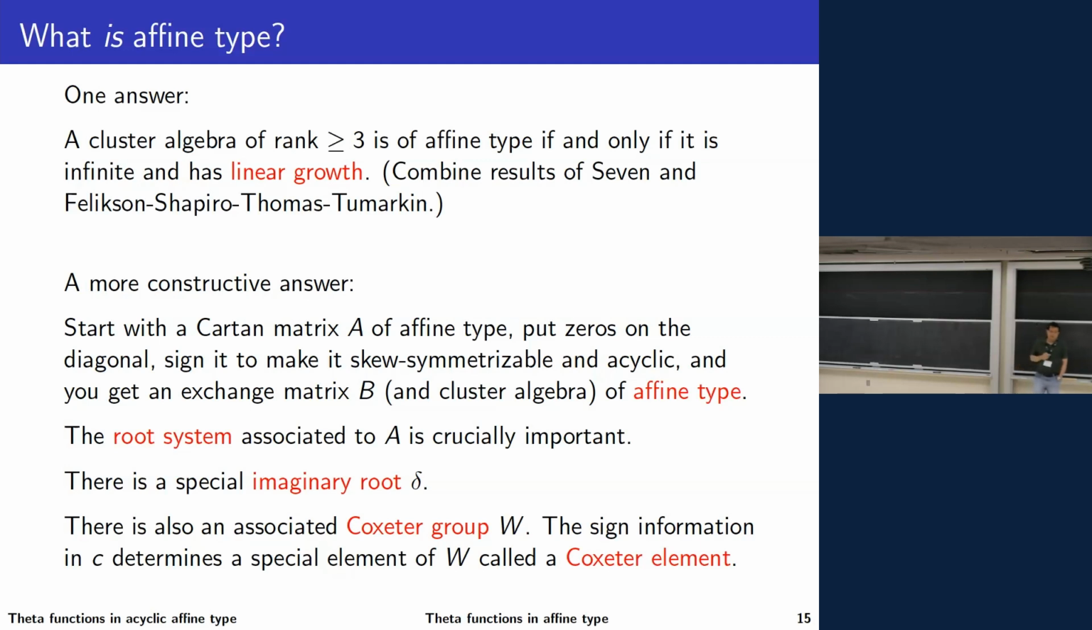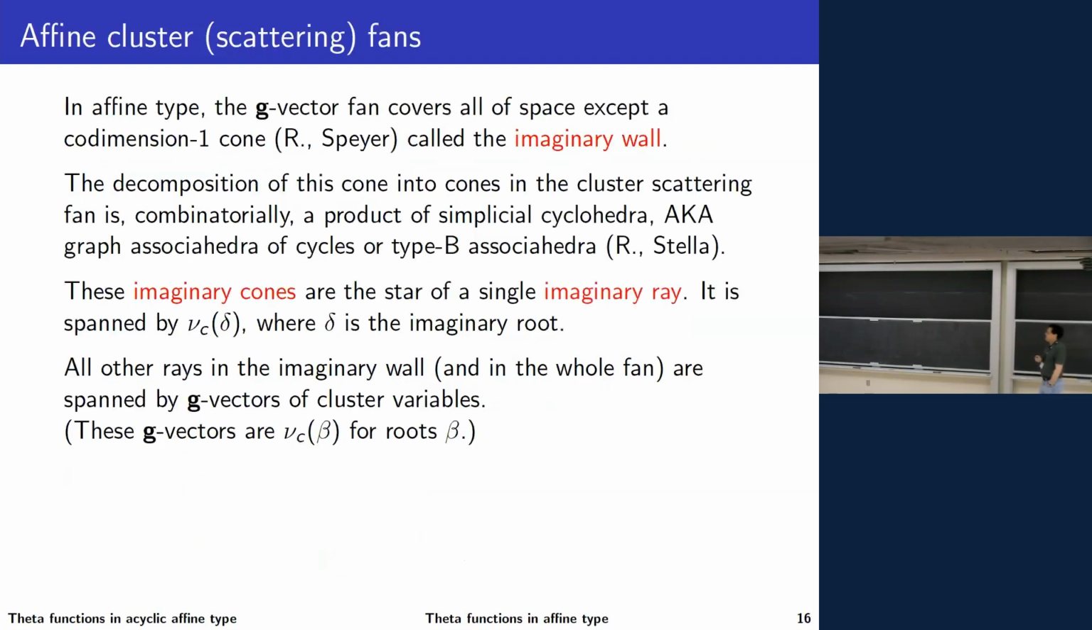And there's lots of imaginary roots, but there's one that's sort of the nicest one that we'll call delta. There's a Coxeter group, and the sign information that's in the exchange matrix that wasn't in the Cartan matrix defines a Coxeter element. Okay, so in affine type, the G vector cones cover all of space except for a codimension 1 cone that we like to call the imaginary wall, because it's a wall in a scattering diagram.